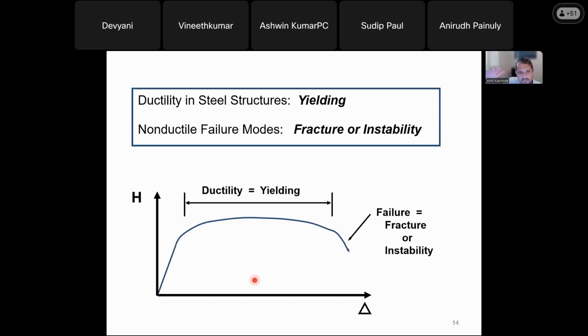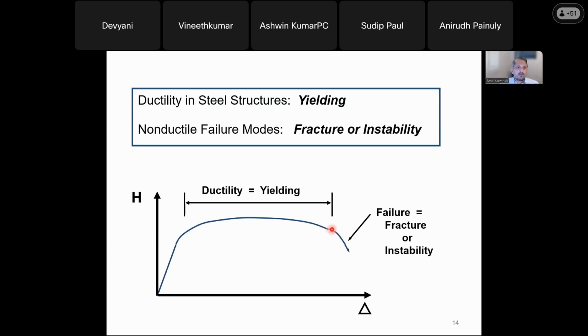However, what causes this plateau and ultimately this failure, or where it starts to go downhill, is either some sort of fracture or an instability. So fracture is obviously easy to understand. The thing breaks. Or you might have instability, which could be local buckling, global buckling of a member, lateral torsional buckling, or even something like a side sway instability or collapse of a structure. So usually when something quote unquote bad happens, your structures start to go downhill.